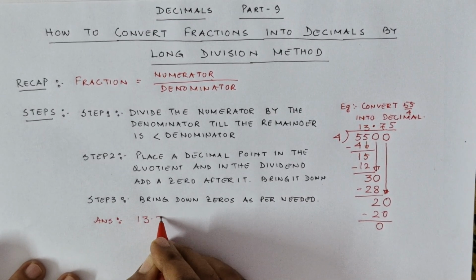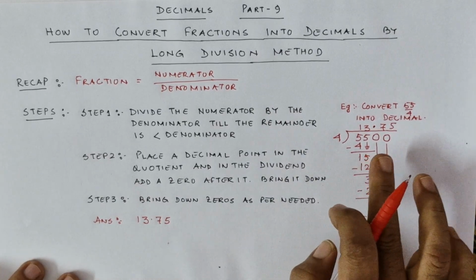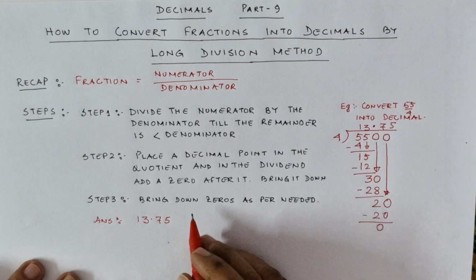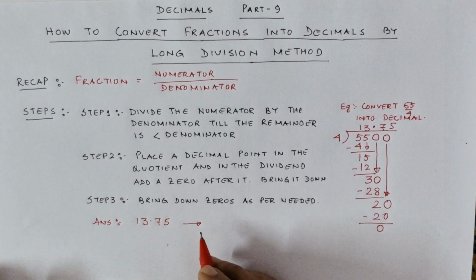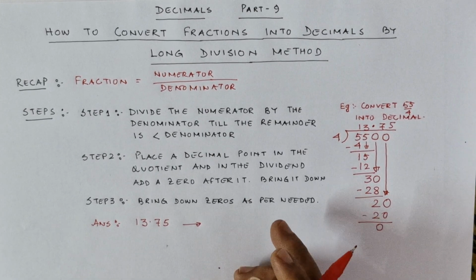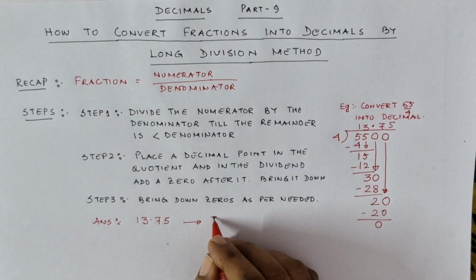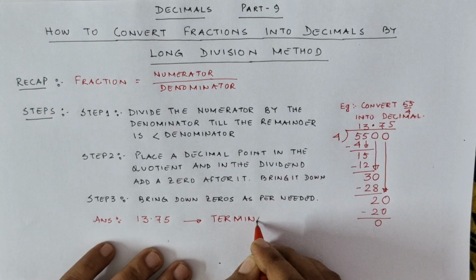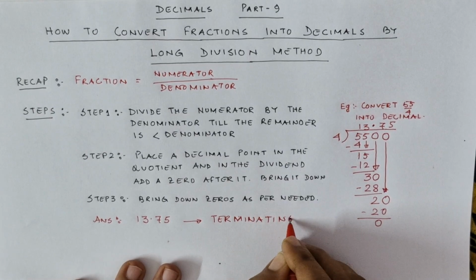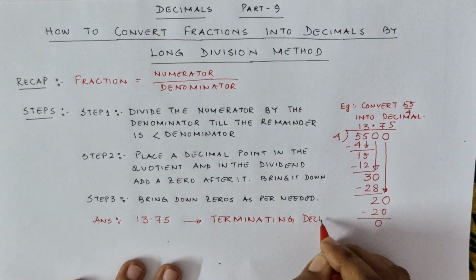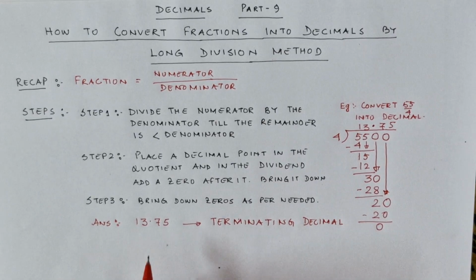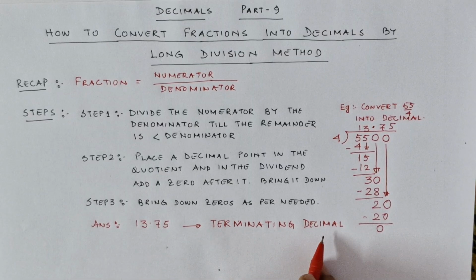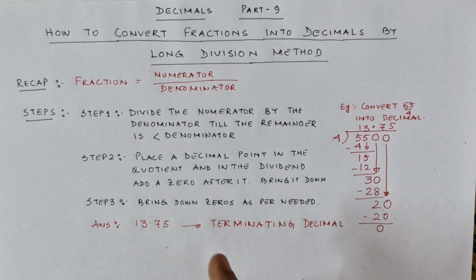13.75. See, 55 by 4, the answer is 13.75, which is a decimal number. Now what kind of decimal number is this? We have studied before. This is a terminating decimal, right? Why? Because it ends after a certain point. So 0.75, it's finished. That is why it's known as a terminating decimal, because it ends after a certain digit.